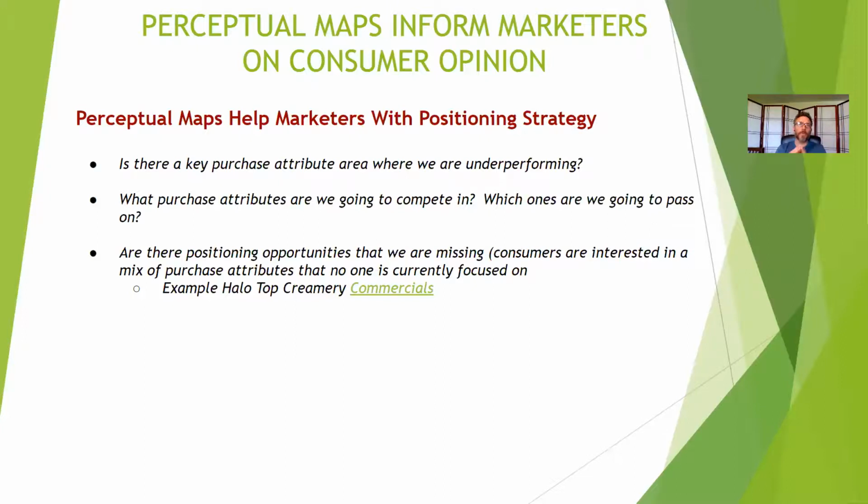So to sum it up, perceptual maps help you with positioning strategy for the company. And it helps you as a marketer be able to explain things better to the folks in the organization who are relying on your marketing expertise. So the second bullet point is really what this is about. What purchase attributes are we going to compete on? Which ones are we going to pass on? Because you can't do everything. And are there any opportunities that maybe people are missing? Like, wow, it seems like people are moving in this direction and this is important and nobody's really addressing these purchase attributes. And I gave you an example there that you can look at.